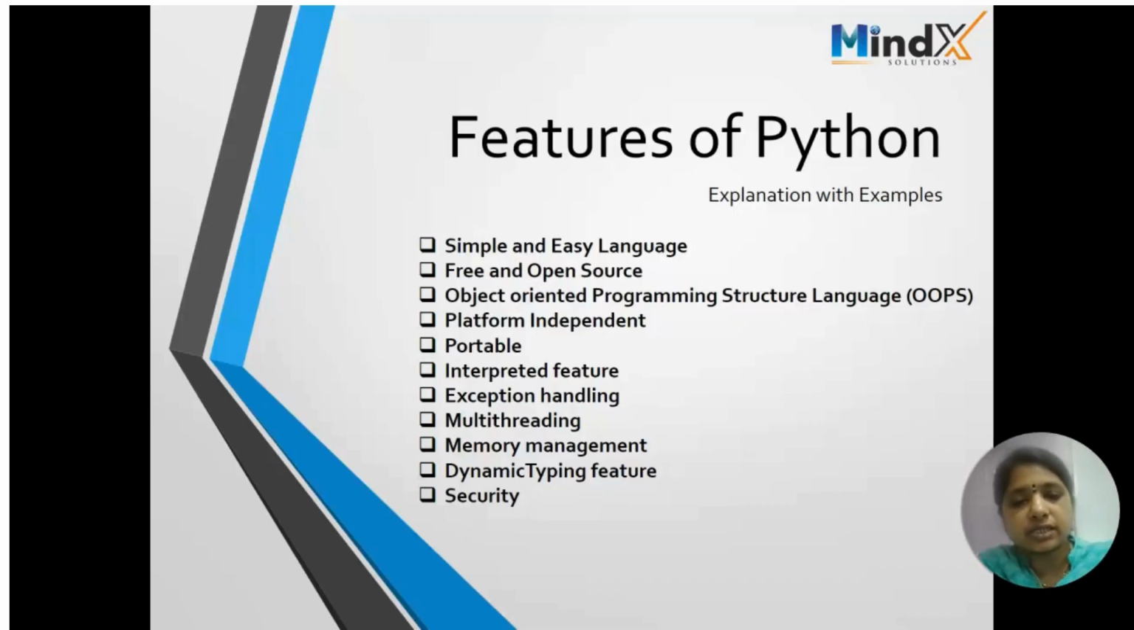So in this video we are going to discuss the features of Python. These are the list of features we have in Python programming: simple and easy language, free and open source, object oriented programming structure language. It is also platform independent, portable, interpreted, exception handling is there, multi-threading, and we have memory management also. Dynamic typing is also there, and we have the security feature also. One by one we'll discuss today.